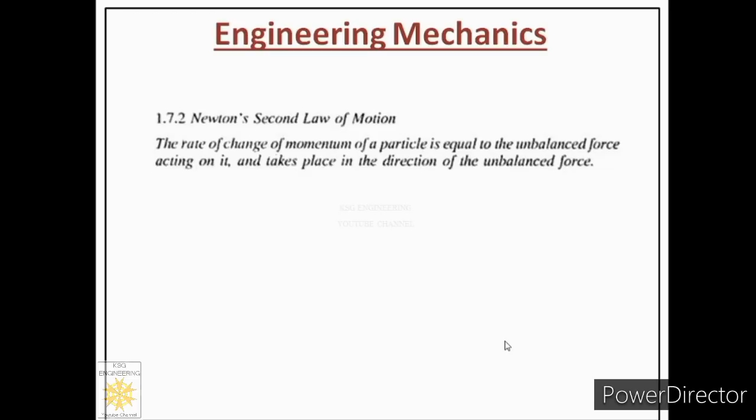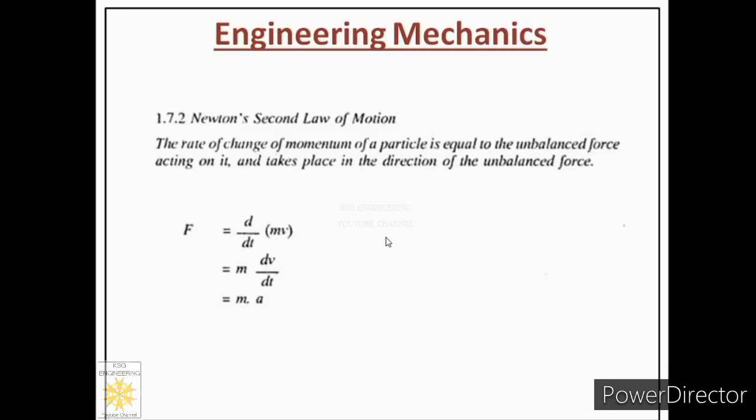Newton's second law of motion. Let us read the statement. The rate of change of momentum of a particle is equal to the unbalanced force acting on it and takes place in the direction of the unbalanced force. Now let us understand this law. It says that if we have a body and we apply some force on that body, then there will be a change in the momentum of that body, and that change will happen in the direction of the application of the force, and the rate of change of momentum will be equal to the unbalanced force.